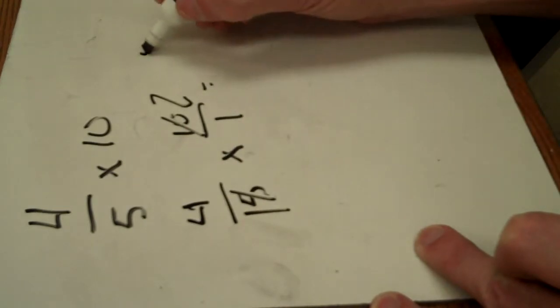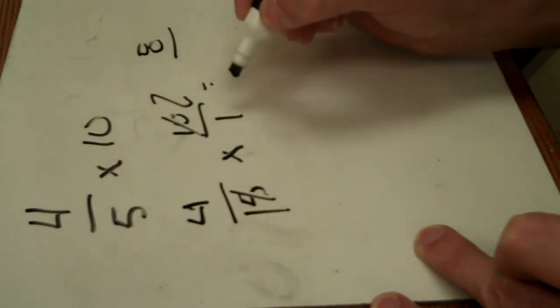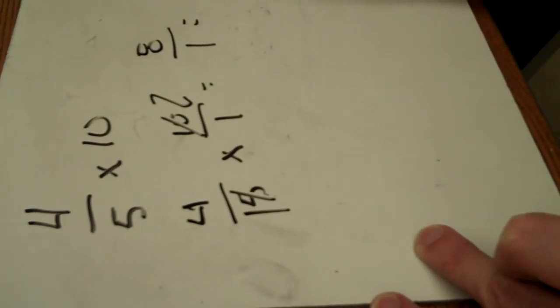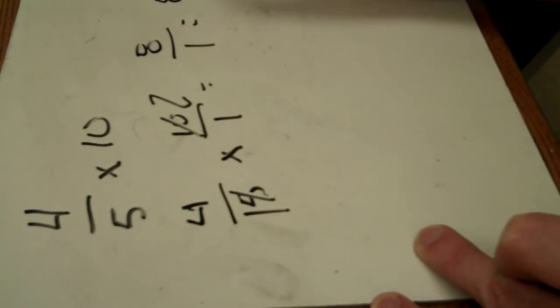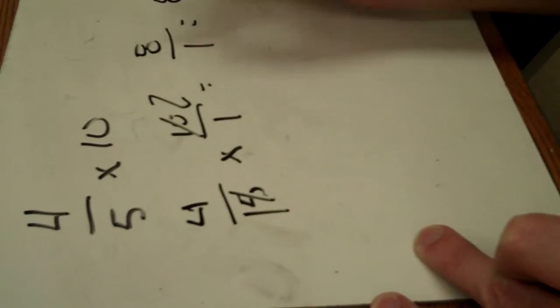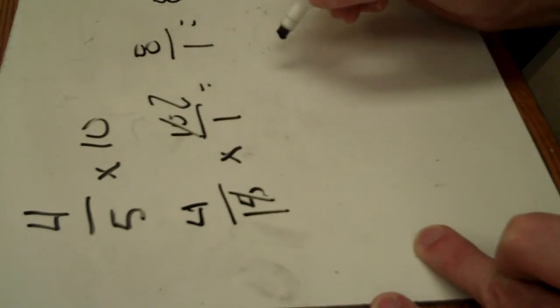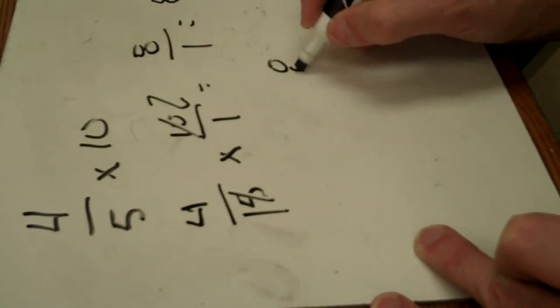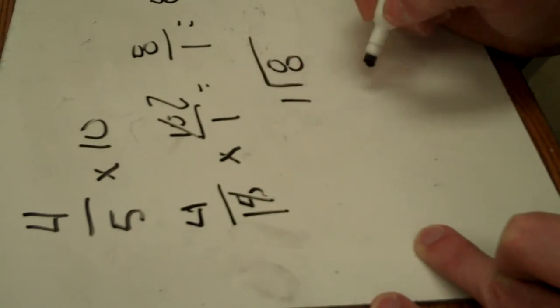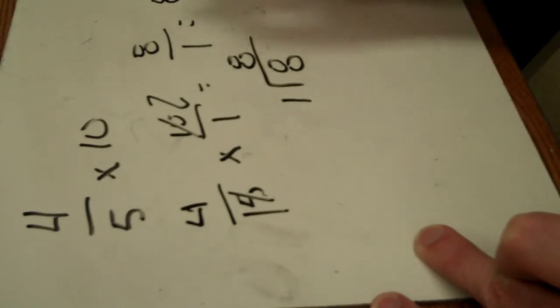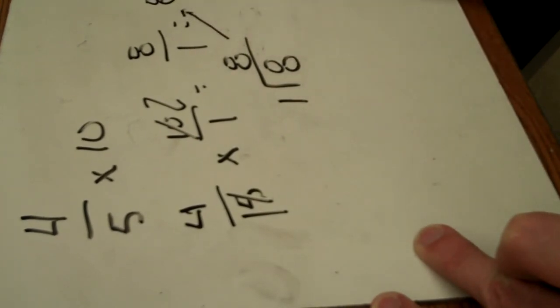4 times 2 is 8. 1 times 1 is 1. And then you just end up with a whole number of 8. Okay? If you were to write that down and figure this out, that's the same thing as saying 8 divided by 1. How many times will 1 go into 8? Well, it'll go 8 times. And that's how I got that answer.